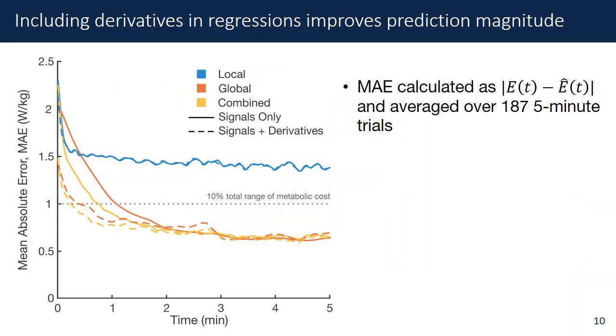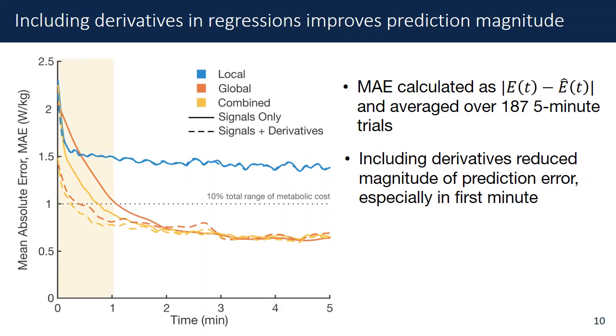One of our main findings was that including derivatives in the regression models improved the magnitude of prediction error. In this figure, time is on the x-axis and represents the duration of a trial, or 5 minutes. Mean absolute error, or MAE, is on the y-axis. For each of the 187 5-minute trials, we calculated MAE as the predicted energy cost subtracted from the ground truth, and averaged over 187 trials. The local signals are shown in blue, global in red, and the combined signals are in yellow. Solid lines depict models that are signals only, and dashed lines depict models with signals plus their derivatives.